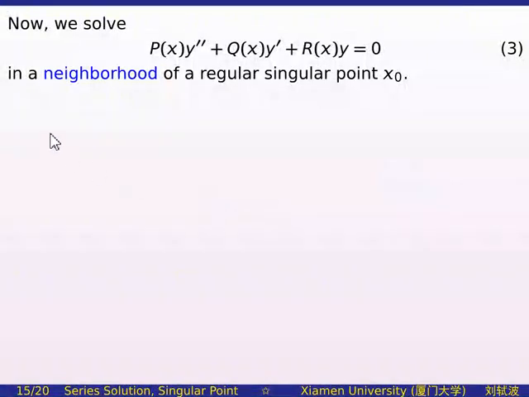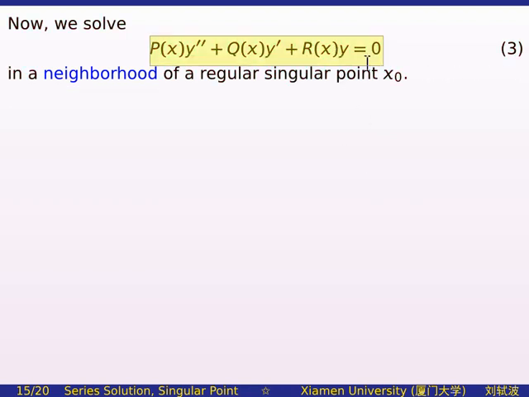We start to solve this equation using series: P(x)y'' + Q(x)y' + R(x)y = 0. Suppose x0 is a regular singular point of this equation. That is, P(x0) is 0, and Q(x0) and R(x0) are not all 0. Okay, at least one of them is not 0.